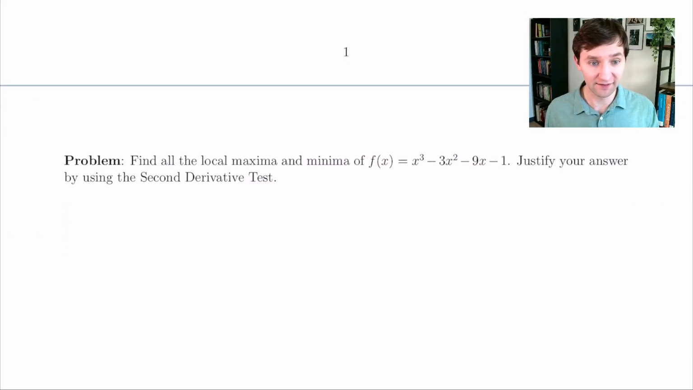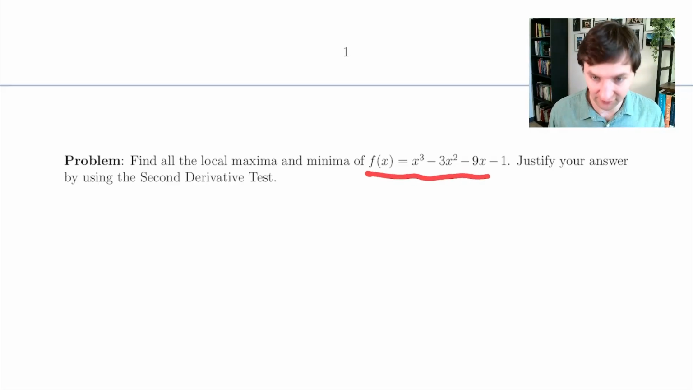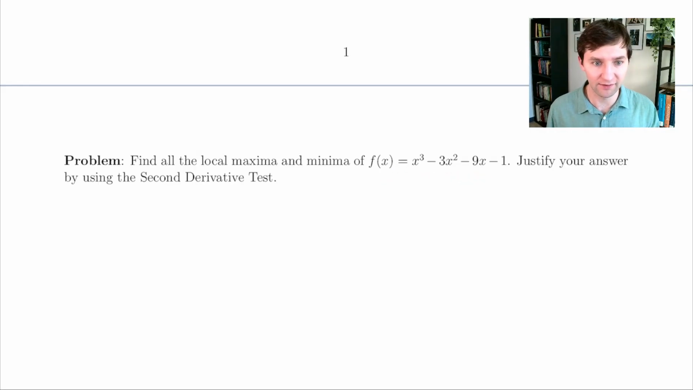In this exercise, we must find all the local maxima and minima of the following function, and then we must justify our answer by using the second derivative test. If you would like to try this problem on your own, stop the video now. To find local maxima and minima, first I must find candidates for where the local maxima and minima occur, which means I must find critical numbers.